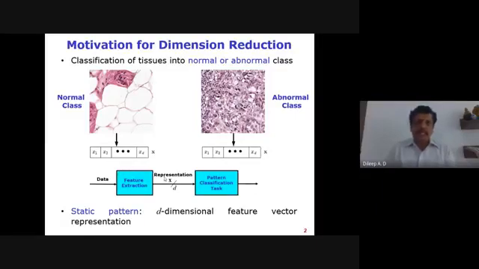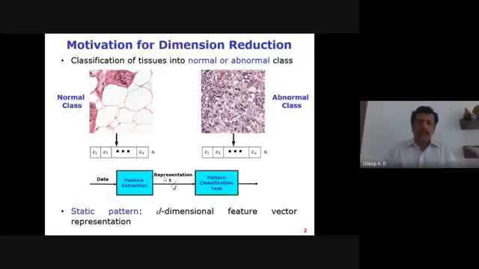Okay, this feature representation, especially the number of dimensions. So in other words, we can say that when an image is represented as a d-dimensional feature vector, it can be seen as a point in the d-dimensional space. So that is the overall understanding.